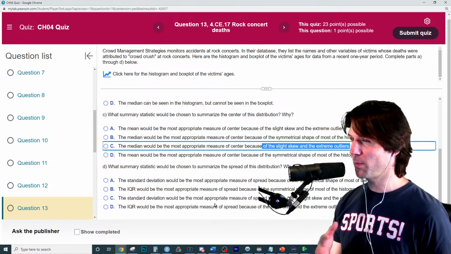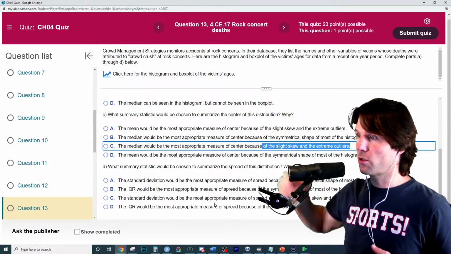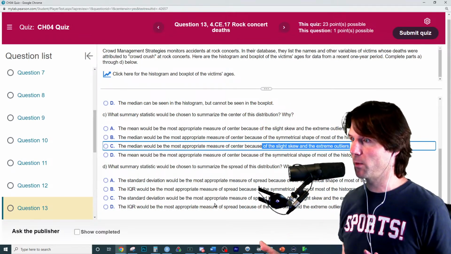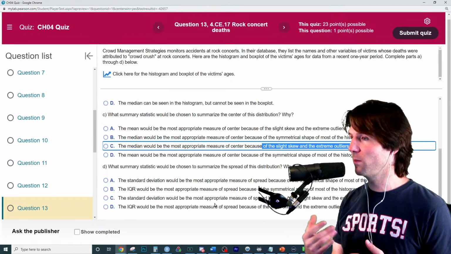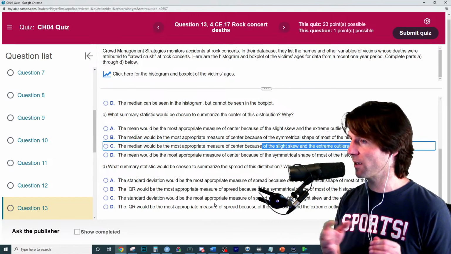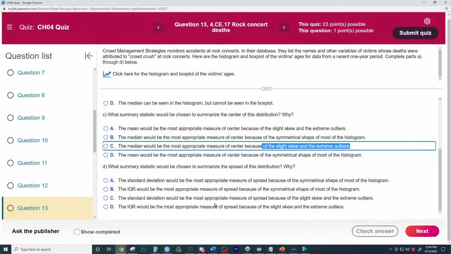So the mean might not be a good representation of the middle because it's going to chase the skew. We want to use something that doesn't get influenced by the skew of the data. So the median is a better measure of center because it's not going to be impacted by the skew. So that is a correct statement right there. Good job. So the mean will be higher than the median.